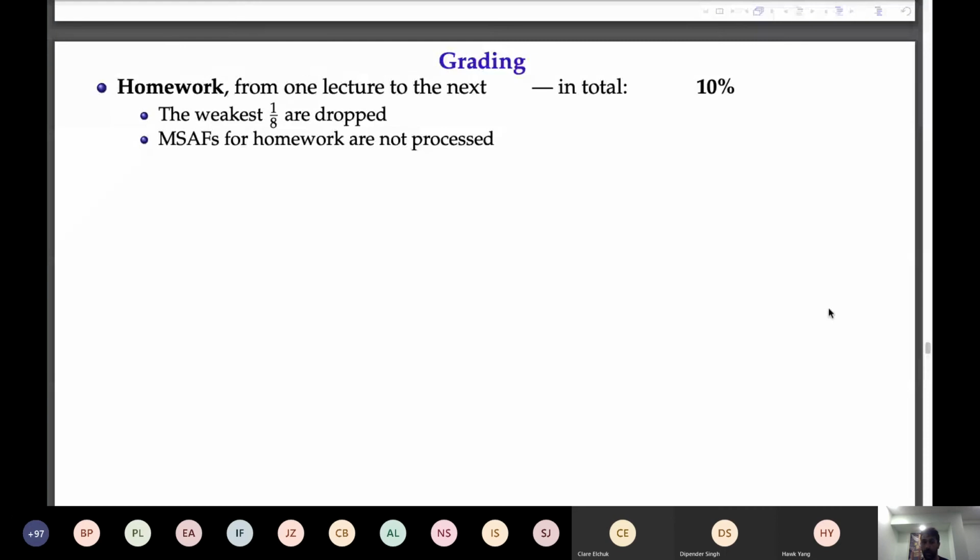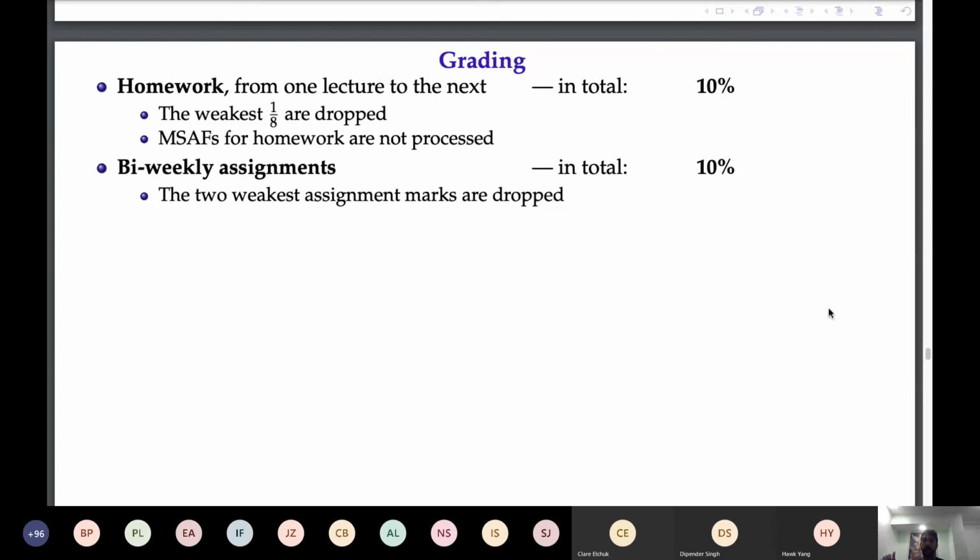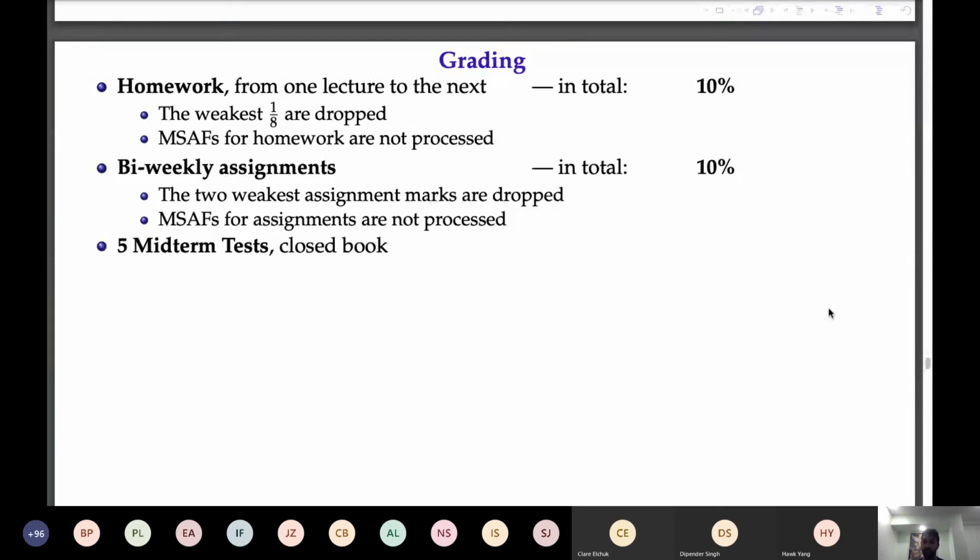So MSAFs will not be processed for homework. Exercises are optional things that we recommend you do, and exercises will be discussed in tutorial. Homeworks are things you do between lectures. Then we have bi-weekly assignments. Then we have midterm tests.